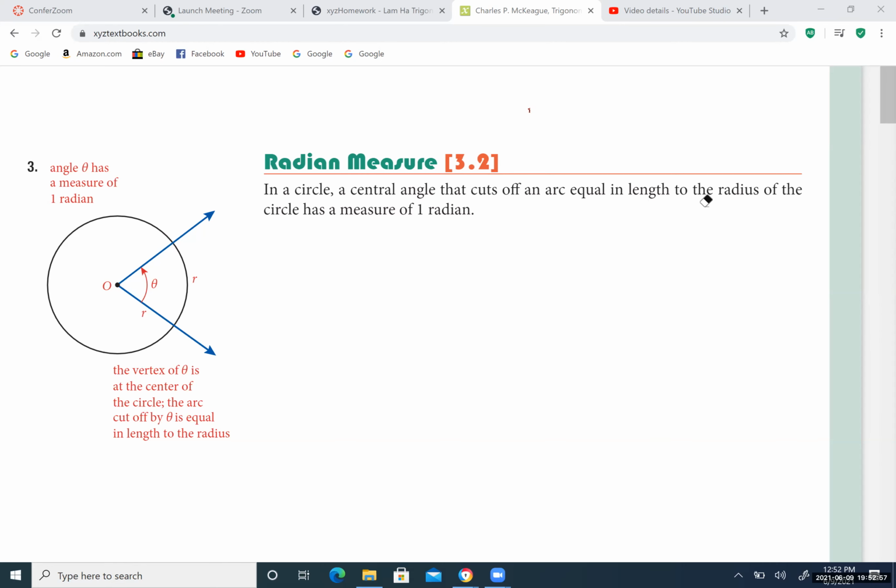The arc equal to the radius of the circle has a measure of 1 radian. Later you will see the conversion, like how to convert 1 radian to degrees. The angle theta right here has a measure of 1 radian. Even though they don't write 1 exactly, because the circle changes, they might give us a different theta, and the length will change depending on the circle. So the vertex of theta is at the center of the circle, and the arc cut off by theta is equal to the length of the radius. That is how they demonstrate it.